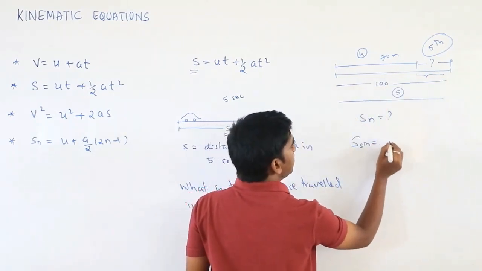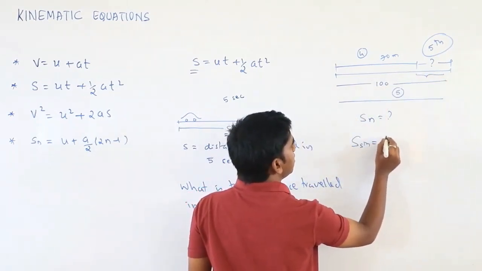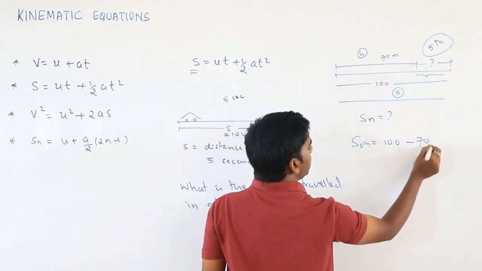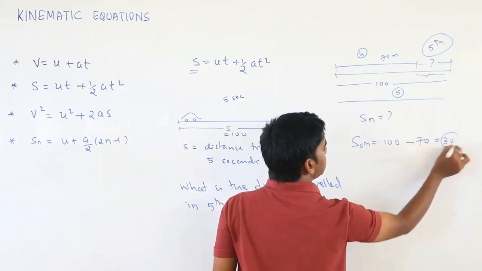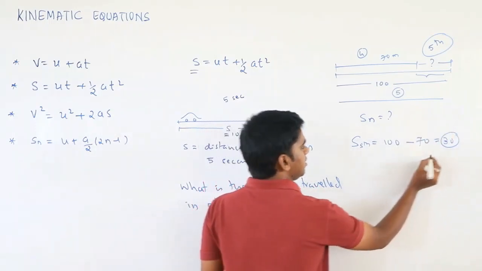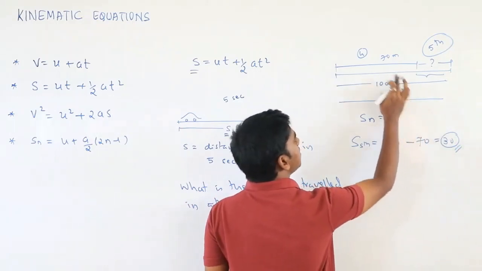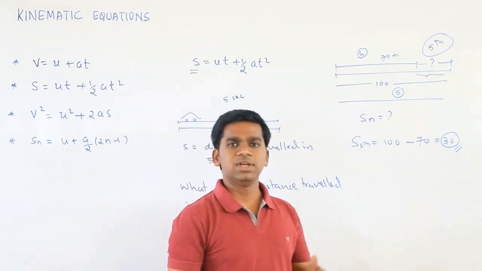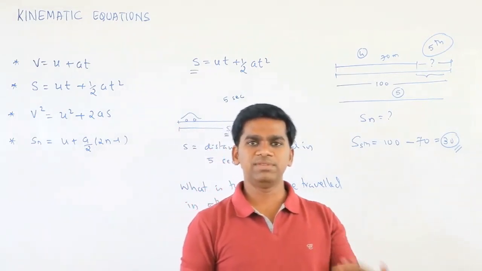So what can you write? You can write it as 100 minus 70. Okay, so that will give you what? The distance traveled in the 5th second. So see here, if you know this one and this one, you have to subtract and you will get the answer. So now our aim is to find what the formulas will be.